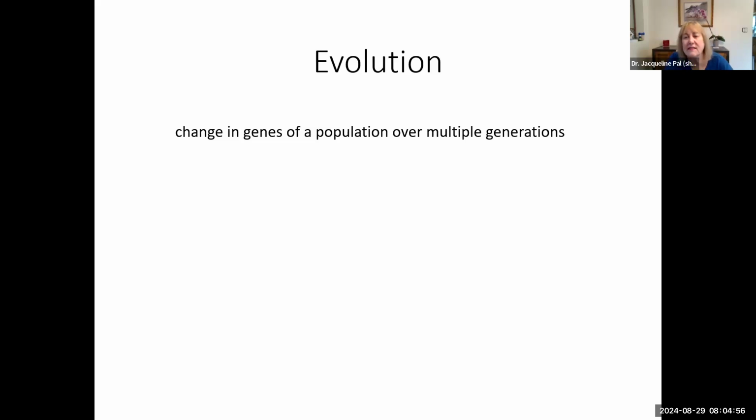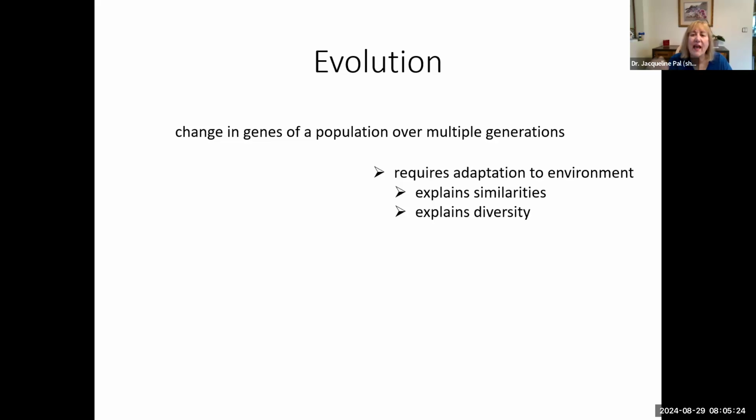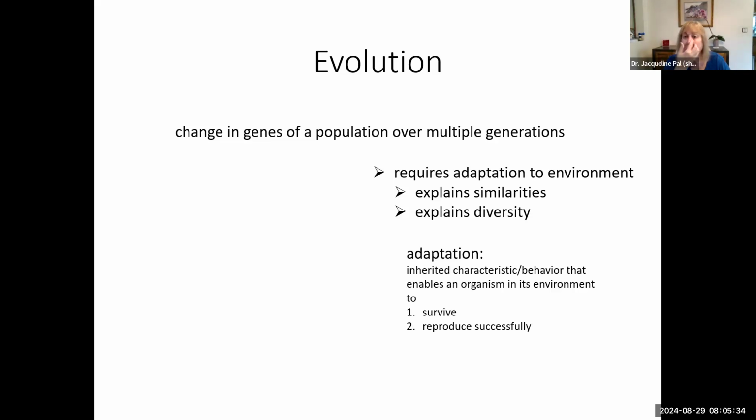Okay. The next thing that has to happen in order to be alive is evolution. Now, first off, evolution does not happen in one generation. So technically, it doesn't happen in your life. It's a change in genes of a population over multiple generations, but your life contributes to the evolution. Okay. It requires adaptation to the environment, and this evolution is going to explain the similarities and it's also going to explain the diversity. Okay.